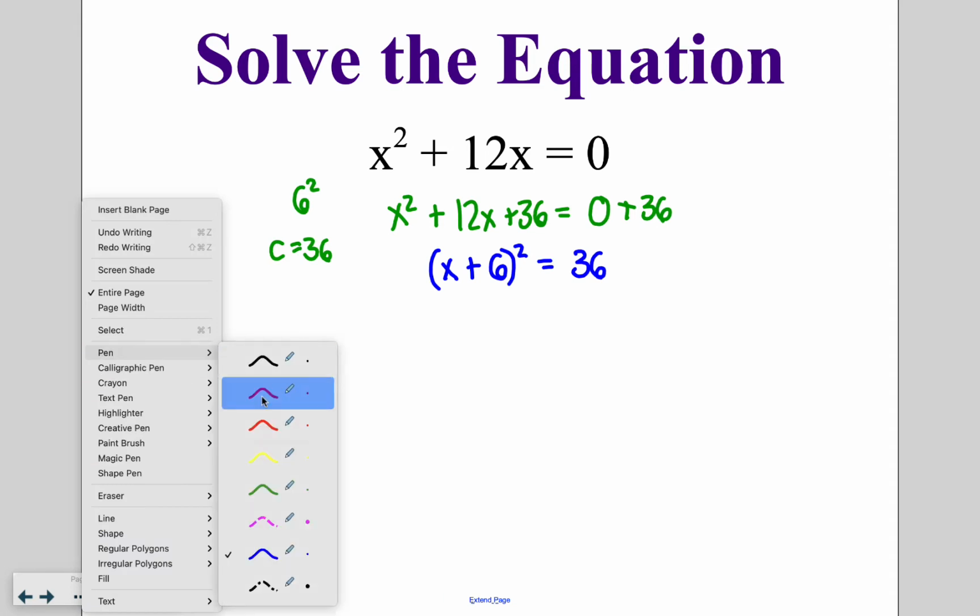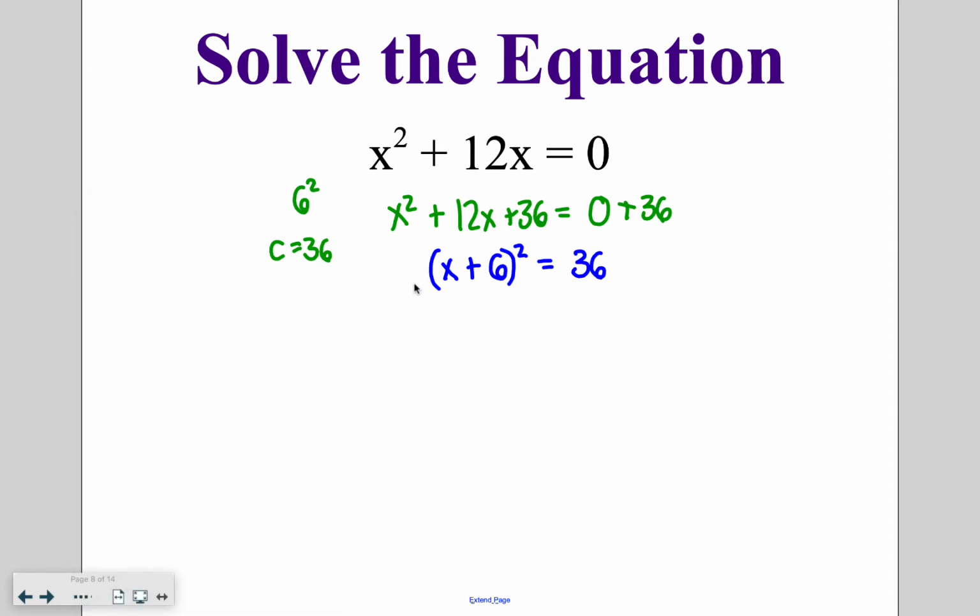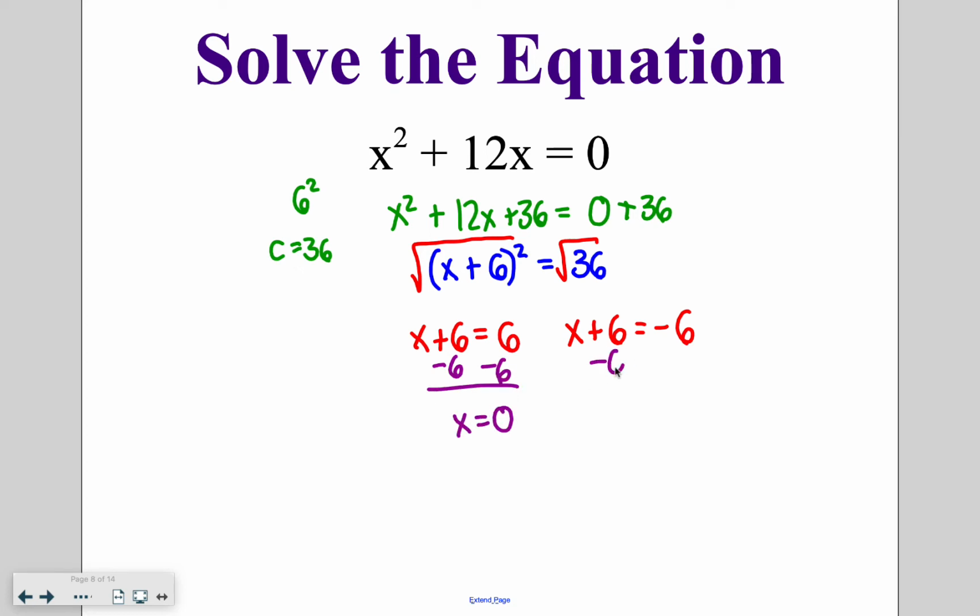Now I can apply that principle of square roots from our last lesson and take the square root of both sides. So my first piece is x plus 6. The first square root of 36 is the positive version, so 6. My second square root of 36 is the negative version, which is negative 6. Now I have two equations that I can go ahead and solve. And I've got x is equal to 0 and x is equal to negative 12.